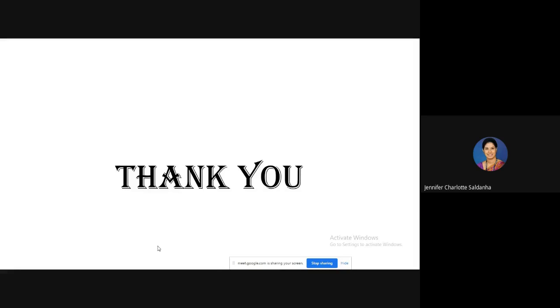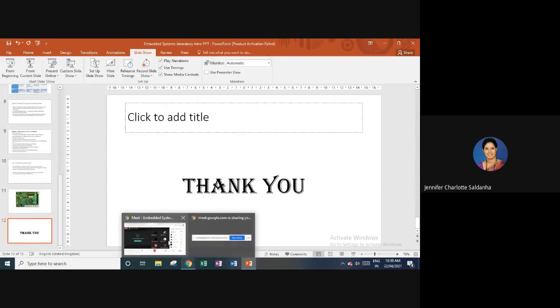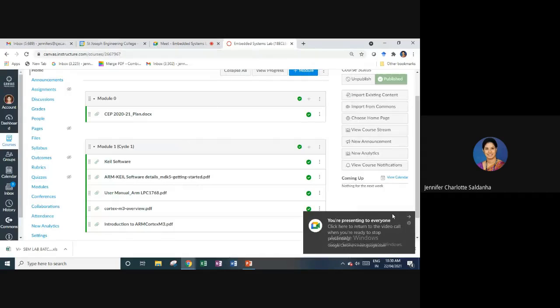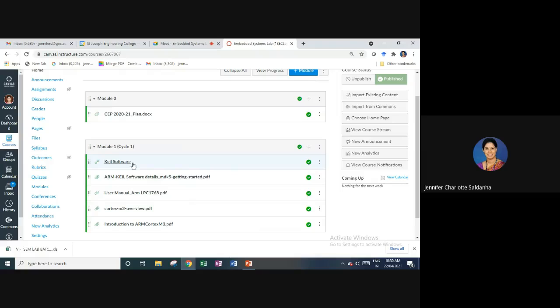Right now, I have shared the material for cycle 1. If you see the Canvas page of the embedded system lab, I have shared the Keil software link, from which you can download and install it and be ready for the lab. Then we have the user manual of the ARM Keil software, with all the details along with the steps of execution. This is the user manual of the LPC1768 microcontroller. It has the block diagram of the microcontroller, the pin diagram, the memory configuration, input output ports, and the registers used by this microcontroller for interfacing.